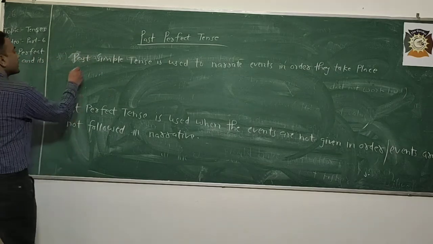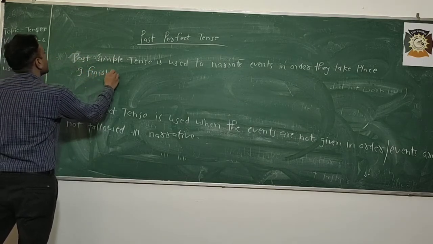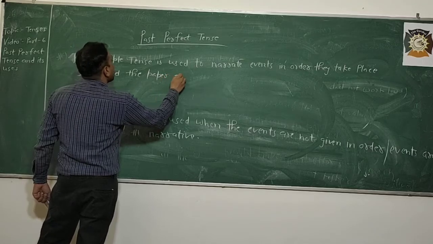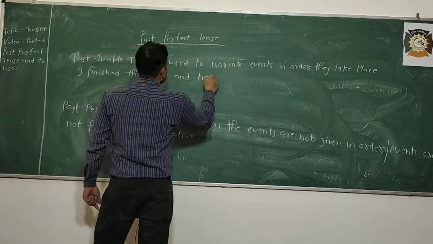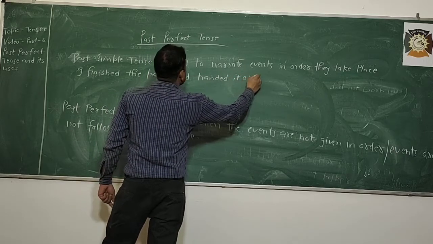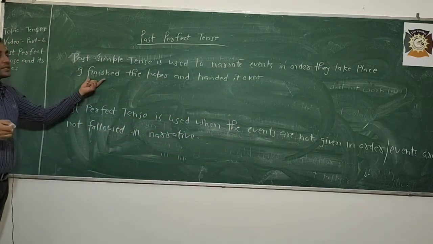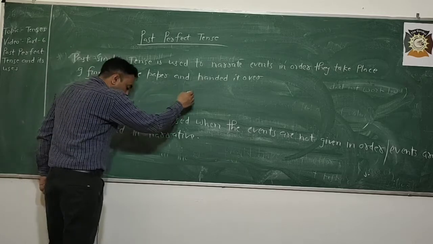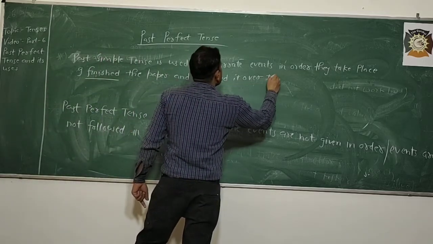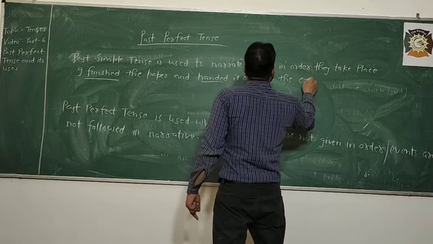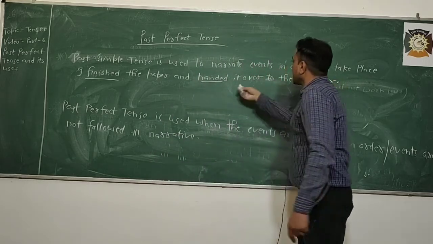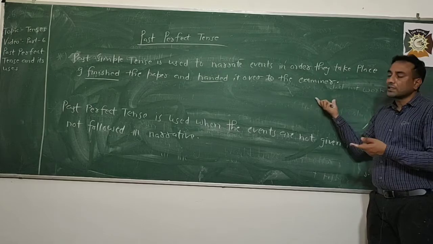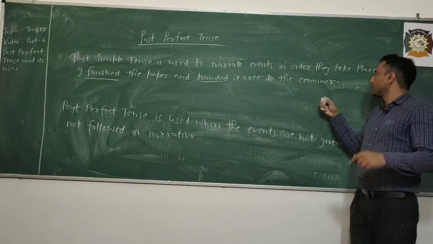I finished the paper and handed it over. Listen, I finished the paper. So this is the first use, and I finished the paper and handed it over to the examiner. This is the second use. The one after another. I finished the paper. First of all, you will finish the paper. After that, obviously, you will hand it over to the examiner. And I returned home.